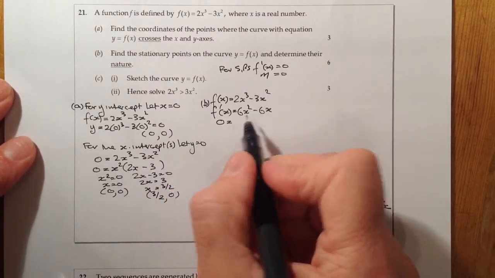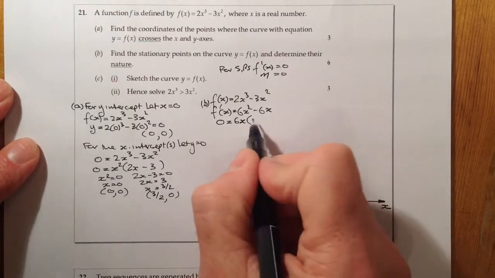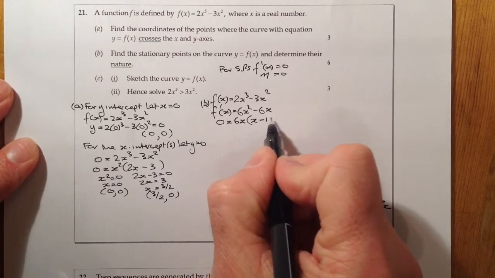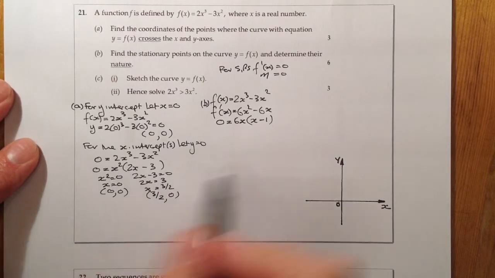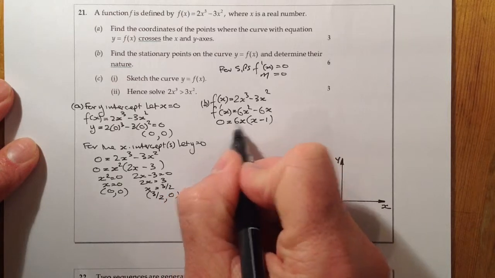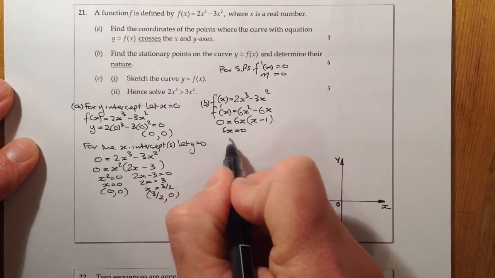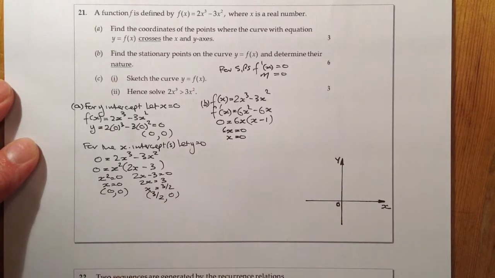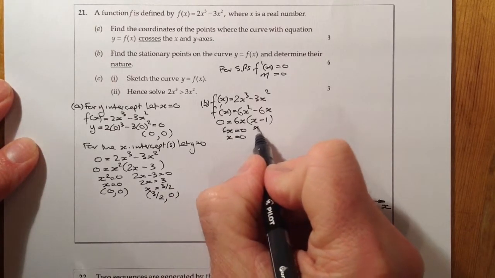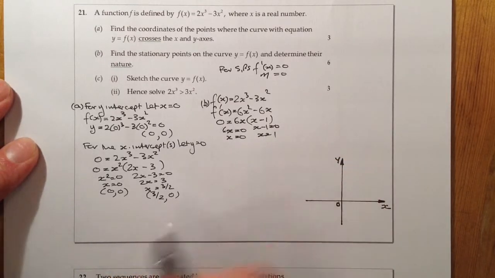I'll factorise this by taking 6x outside the bracket, and I've got x minus 1 left inside. From there I can see that for my stationary points I've got 6x equals 0, so x equals 0 from that side. And from this side I've got x minus 1 equals 0, so x equals 1. So they're my stationary points, or my x coordinates so far.